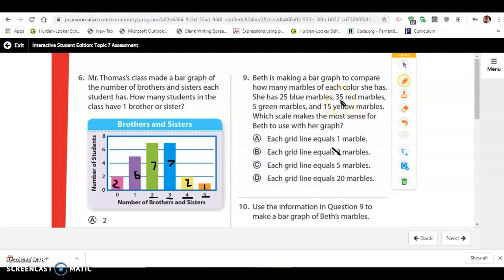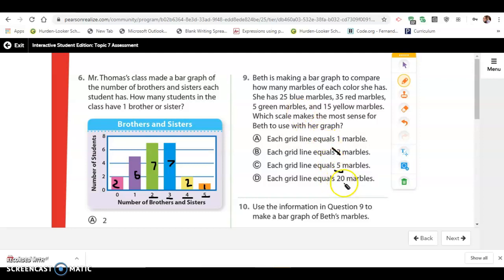If I count by 5, can I get to 35? 5, 10, 15, 20, 25, 30, 35. Yes. If I count by 5, I can definitely get to 5. And can I get to 15? 5, 10, 15. Yes. Now I'm going to count by 5s and see if I can get to 20. 5, 10. No. Sorry.